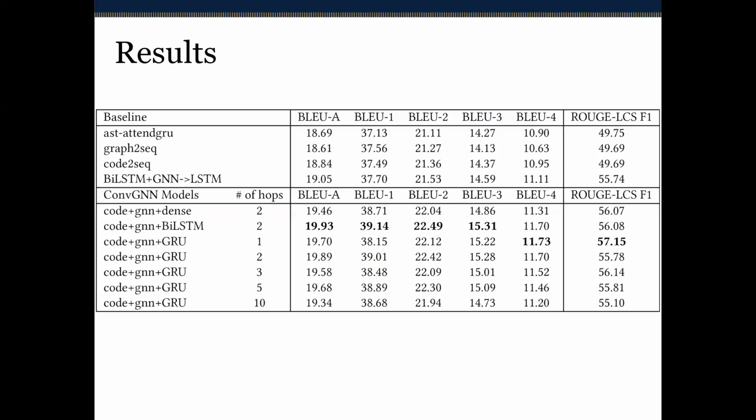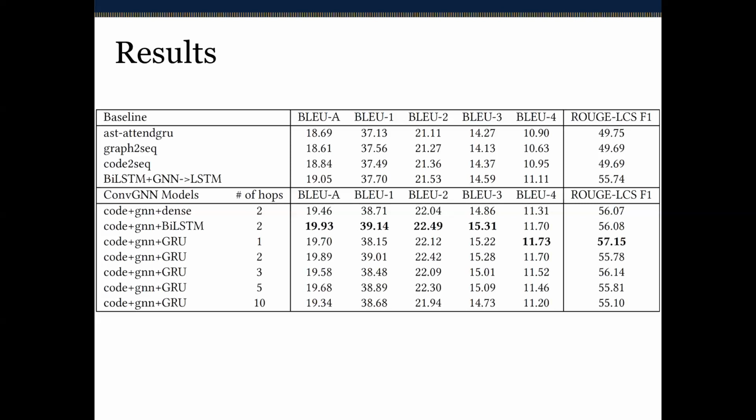We found that the BiLSTM with 2 hops had the best BLEU performance, while the single hop GRU had the best ROUGE performance. We think this is due to the fact that the CodeGNN-GRU model predicted longer sequences. This means it has a better chance of predicting words that appear in the reference, increasing ROUGE score and BLEU-4, but it also overpredicts words that do not appear, which can reduce overall BLEU score.